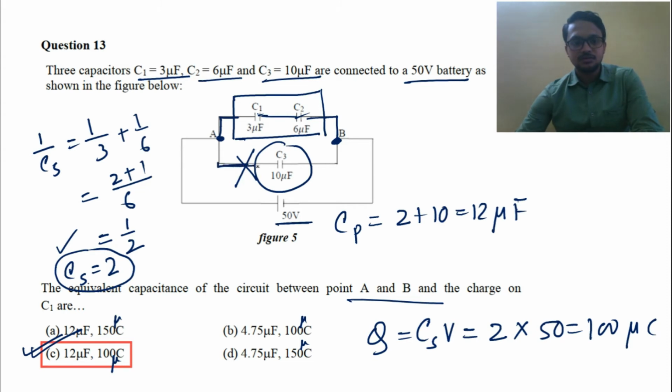If you are asked to find the charge on C3, then only this route we would take, this route A to B. Here C is 10, and 50. So 50 into 10, that means 500 microcoulomb. Fine.